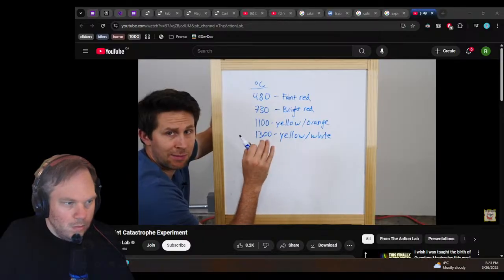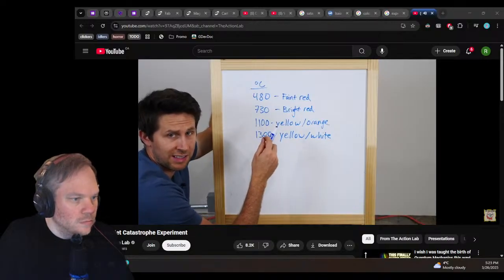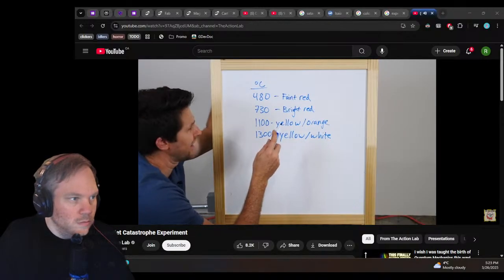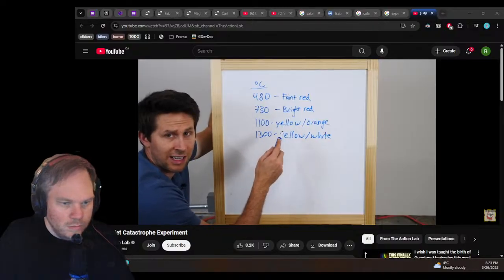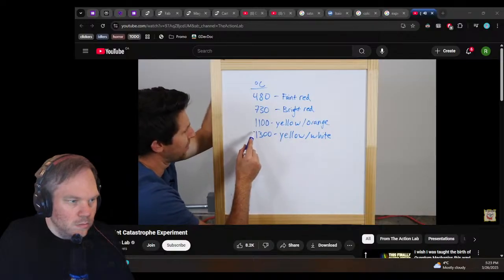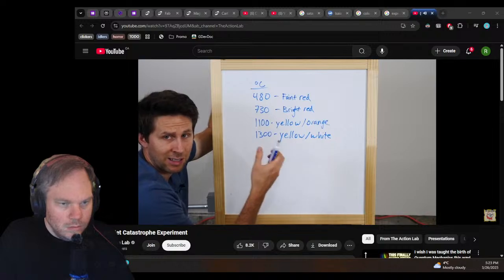Now, I wasn't able to get mine to a very high temperature. I probably got it to around 700 degrees Celsius. But if I could get it to a higher temperature, then it wouldn't just glow bright red anymore, but it would actually start to glow yellow and orange. And if I heat it up even more to around 1300 degrees Celsius, then it would become yellowish white.